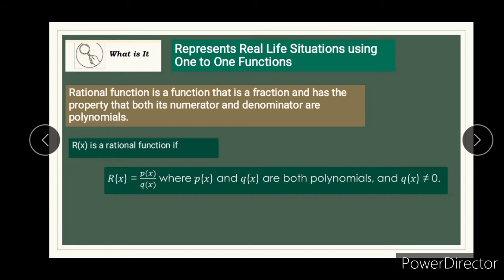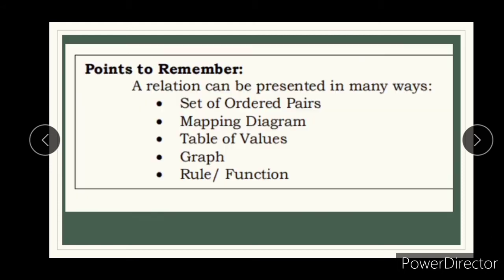The previous discussion shows that a rational function is a function that is a fraction and has the property that both its numerator and denominator are polynomials. In other words, r of x is a rational function if r of x is equal to p of x over q of x, where p of x and q of x are both polynomials and q of x is not equal to 0.